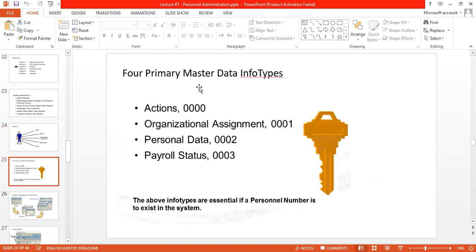So there are four primary master data info types: actions, organizational assignment, personal data, and payroll status. These info types are essential if a personal number is to exist in the system. So these are the four. Let's see what these four are. Go into SAP and see.